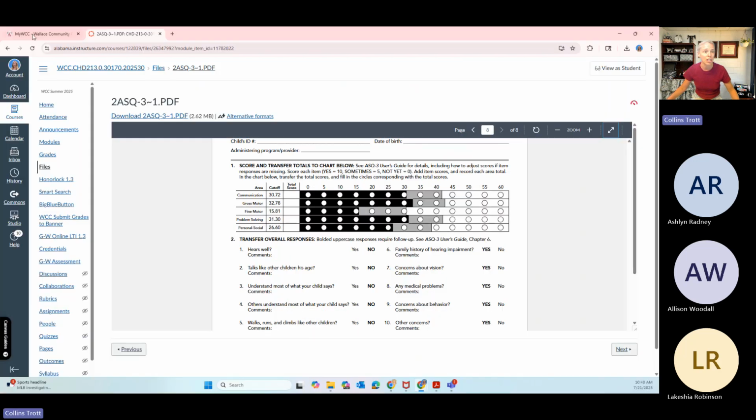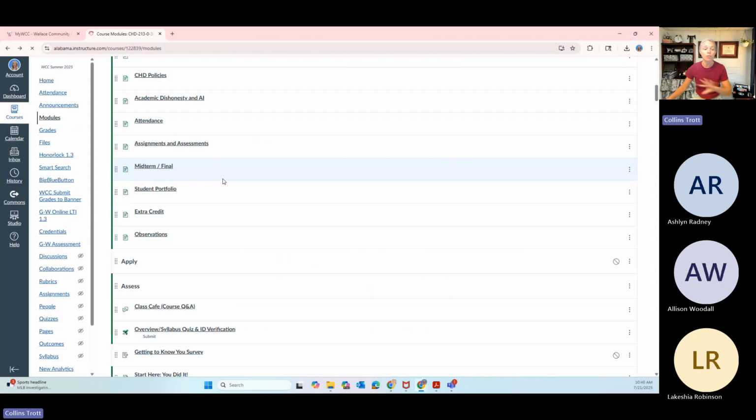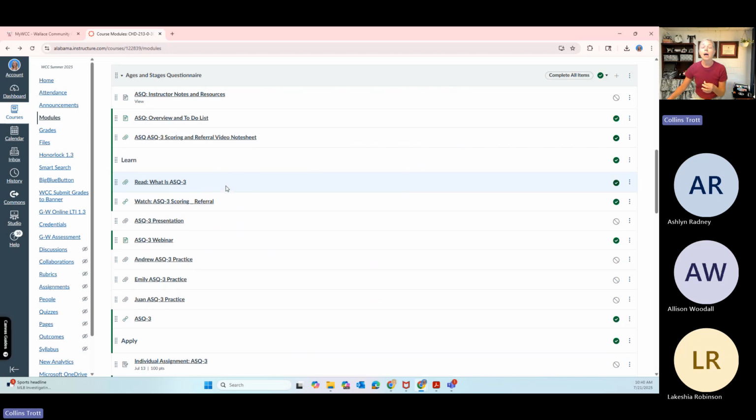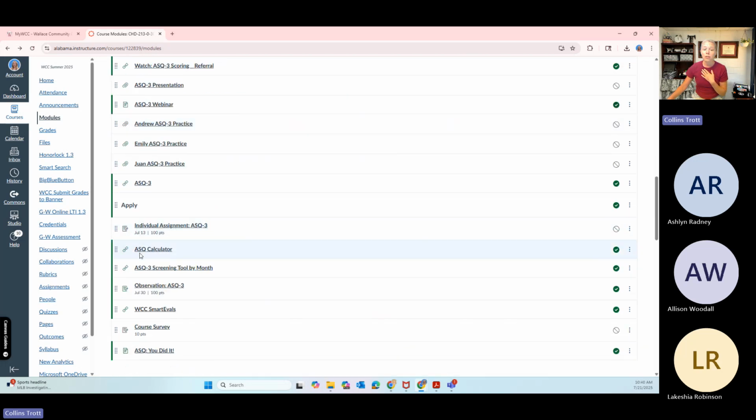Let's come out of this screen, and I just want to show you one more time, whatever child that you pick to do the ASQ on, they just need to be less than 5 years old, and you can find the calculator for figuring out what screening tool you need to use by clicking here, and then you find the screening tool by clicking that other link.